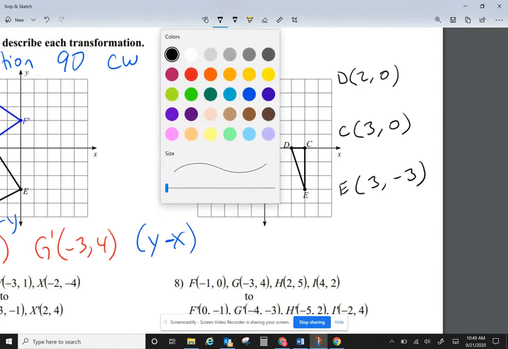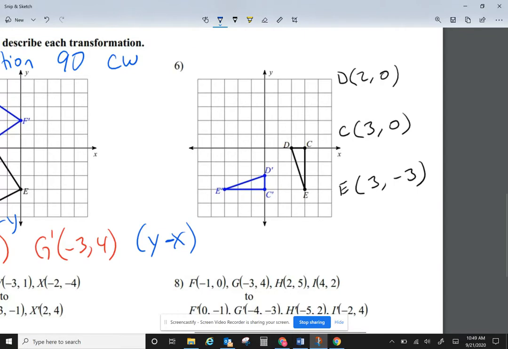So I'm going to use a combination. I'm going to use two values, two points. If I look at D prime, I'm going to use D prime to see if my numbers flip or not. The coordinates of D prime are (0, -2). And then I'm going to use the point E prime. E prime is (-3, -3).